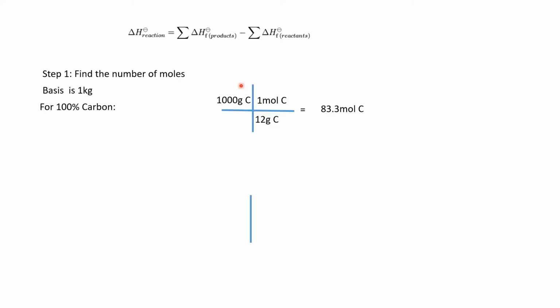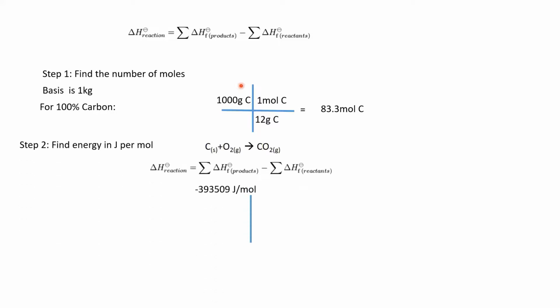And let's see, what's step 2? Step 2 is find the energy in joules per mole, and we're going to find this energy based on the heat of reaction. This time we're not dealing with sensible heats. We're using Hess's law for this equation.